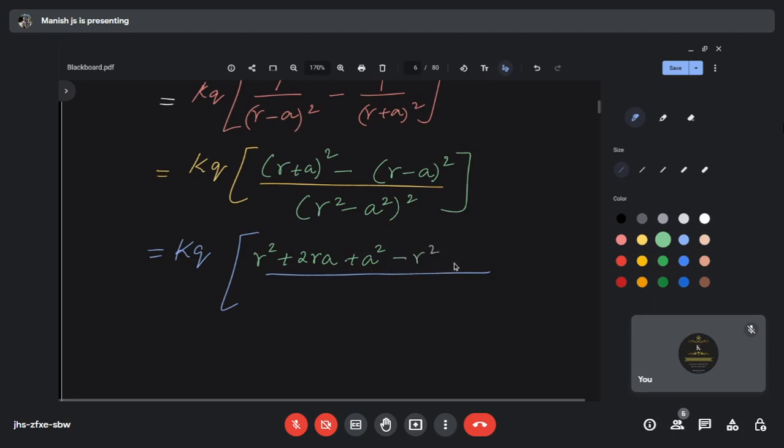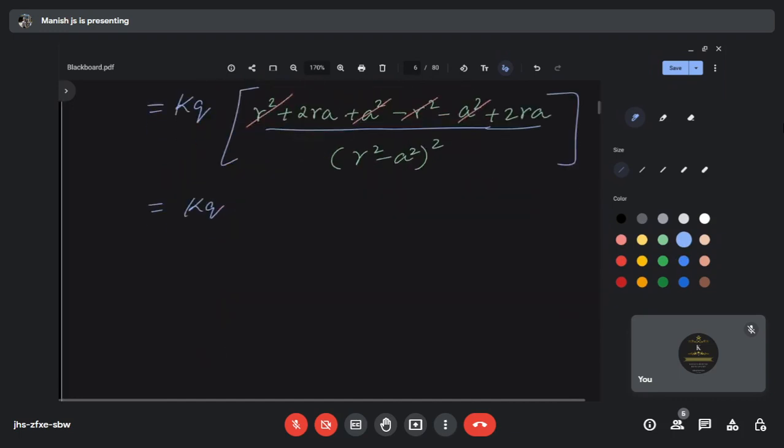So minus R square minus A square plus 2RA. Yeah, plus 2RA comes. So any terms getting cancelled? R square, sir. And A square. Yes, plus R square minus R square cancel, plus A square minus A square also cancel. So finally you have 4RA, isn't it? So 4RA is there, and at the bottom you have (R square minus A square) the whole square.